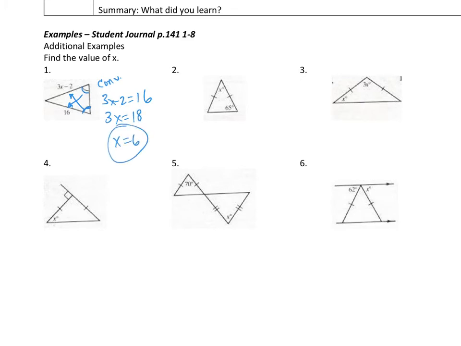Next one. Let's see what we got here. We've got these sides being congruent. So this is the isosceles triangle theorem, because now these base angles will be congruent. Well, that's going to be 65. So I know 65 plus the 65 plus the x has to be 180. So this gives me 130 plus the x equals 180. So x will be 50.